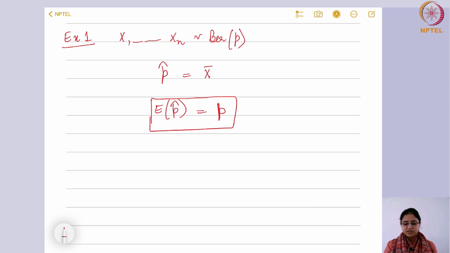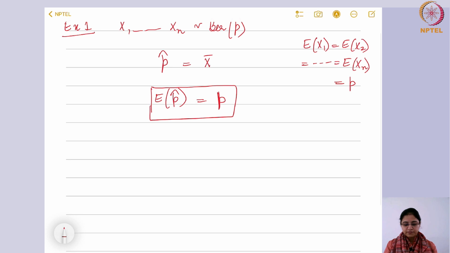To understand this, it is simple to see that if a random sample is coming from Bernoulli distribution, it means that expectation of each of these xi's would be the same because they are IIDs. So x1, x2, xn, and what is the expectation of each of these? This is p, because this is Bernoulli.